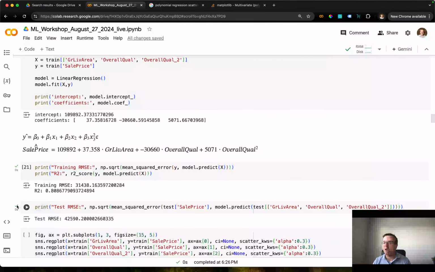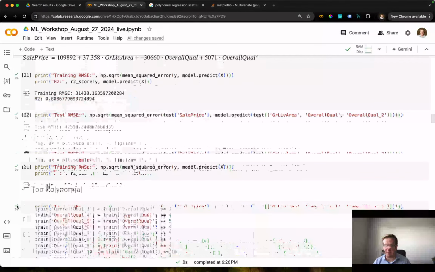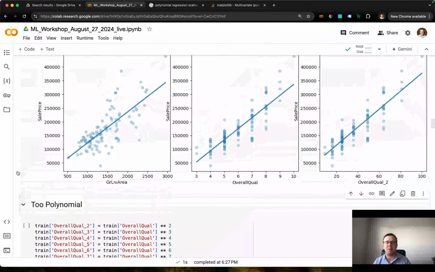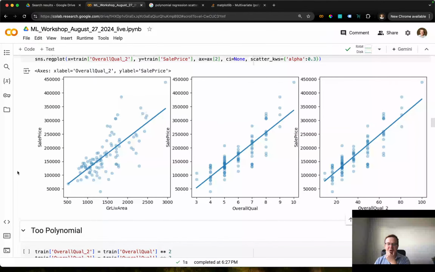Okay. Well, what if I went crazy? What if I added... Oh, by the way, here are the cross sections I was telling you about. Greater living area against sale price, overall quality against sale price. And this is overall quality squared.